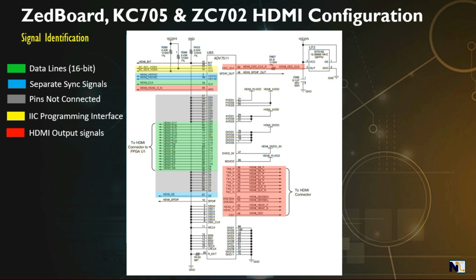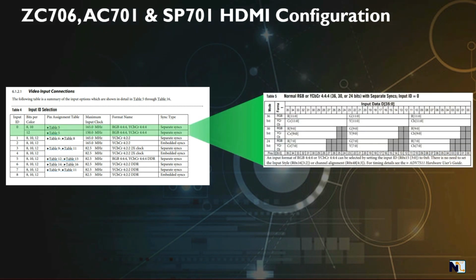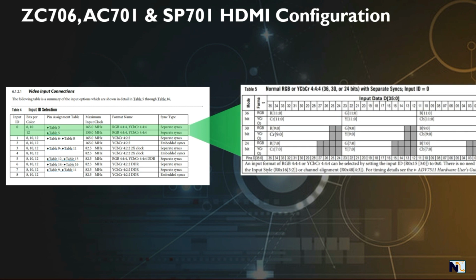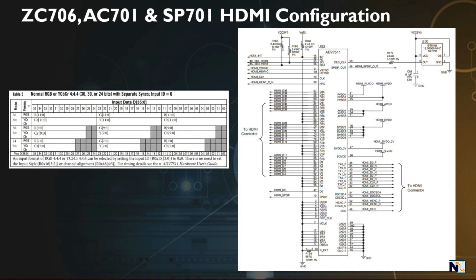Audio interface and interrupt: in most FPGA video designs, these signals are rarely used. The HDMI transmitter on these boards is configured with input ID 0, that is, RGB or YCbCr 4:4:4 24-bit input with separate sync signals. Let's look at the schematic.